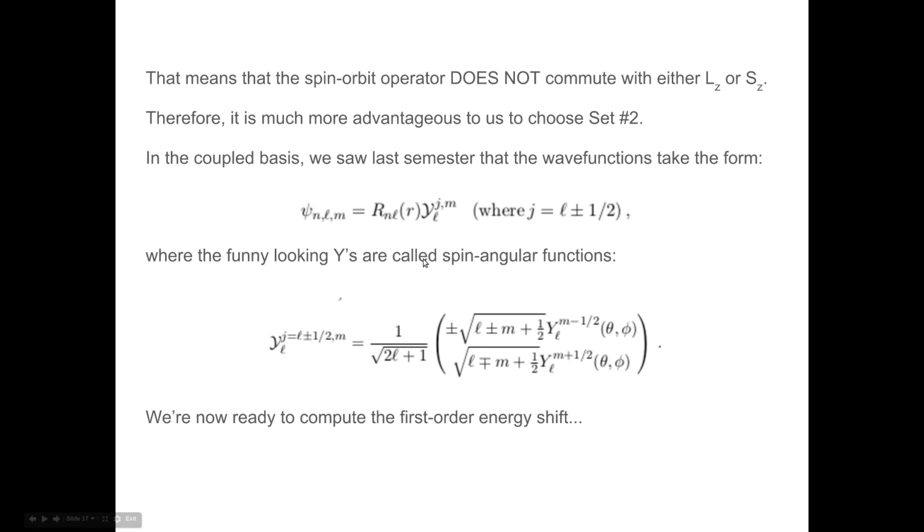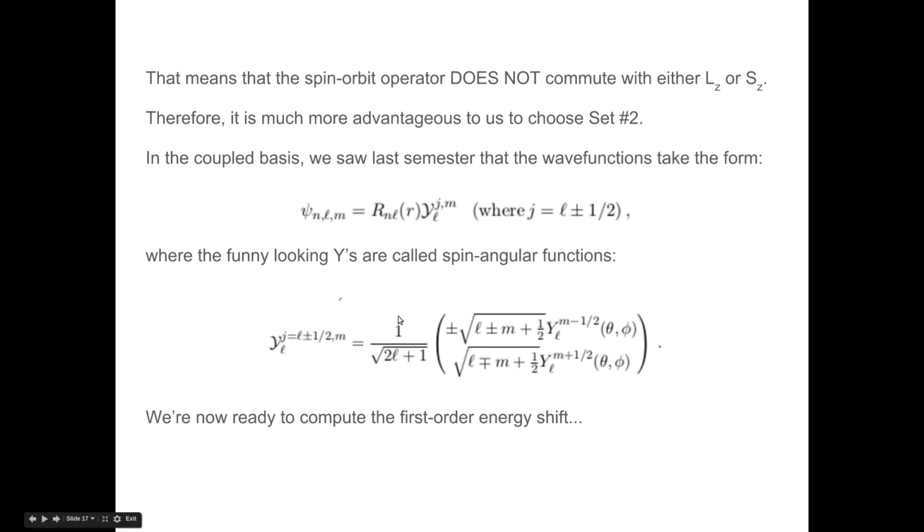All right. So in the coupled basis, I think we saw last semester that the wave functions we can write down in terms of the normal radial piece, and then these funky looking Y things. You see that Y depends on J, L, and M. So this is the coupled basis. That's why J is appearing. These are called spin angular functions, and they're basically proportional to the spherical harmonics with some prefactors. But don't get bogged down in these definitions. The point is that we know what the wave functions are.